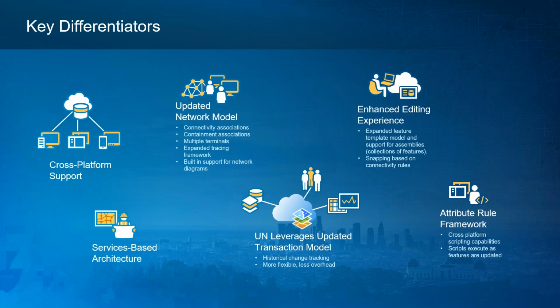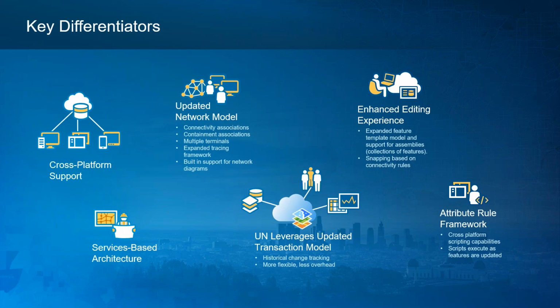I want to take a look at just some of the key differentiators, some of the things that are different about the utility network from our previous approach with using the geometric network or some of the other things that might be out there in the market. Now, the utility network is really the first true cross-platform supported network management system, and it uses an updated network model. We've talked a little bit about connectivity associations, being able to model the way things behave in the real world without forcing them to be geometrically connected, as well as those containment associations and being able to look inside of complex structures and model the inner workings of those structures.